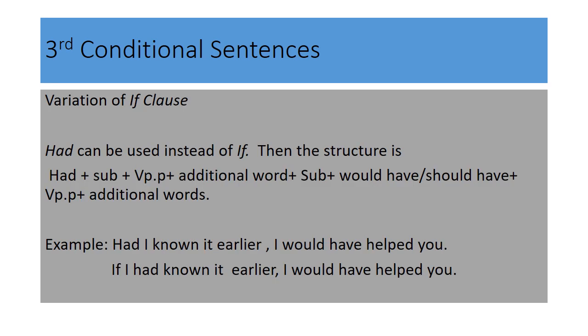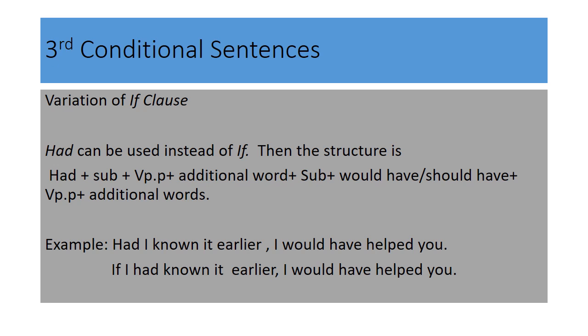Students, so far we have seen the structure of third conditional sentences as that the if clause is in past perfect form and the main clause is in perfect conditional form. But sometimes the structure of if clause may be different, where there is no if and instead of if we can use had and reposition the subject after had. The structure of this new form of third conditional sentence is like that.